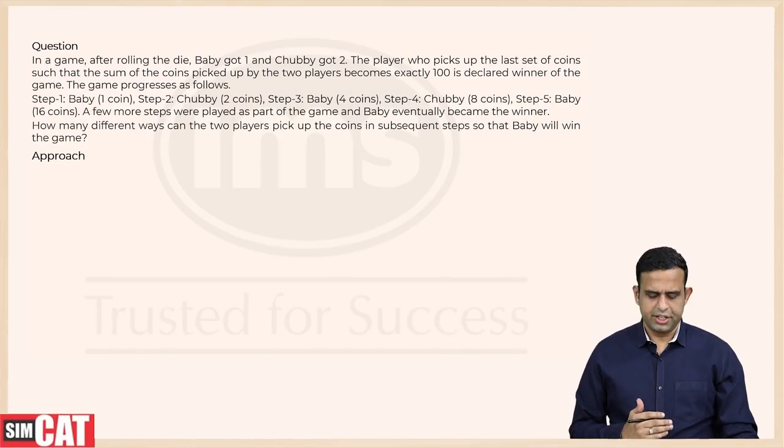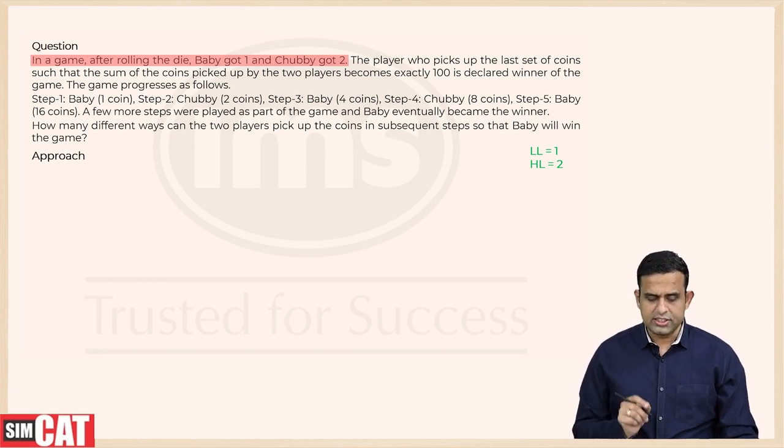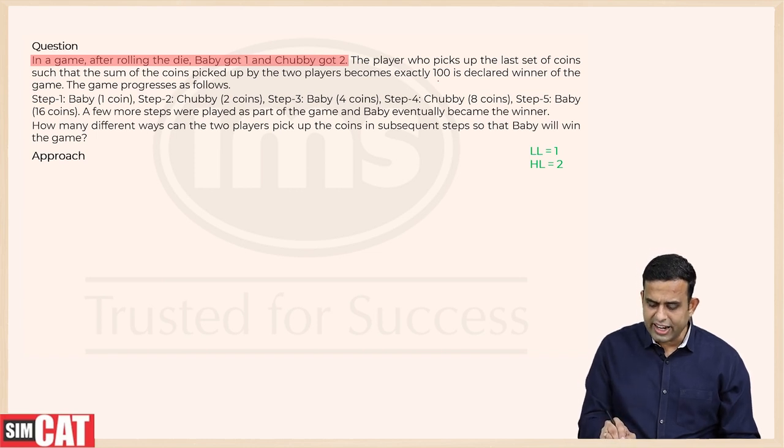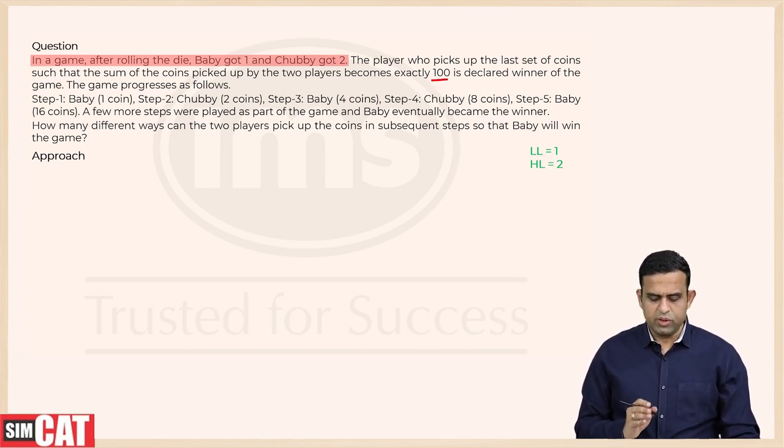In the next sum, it is given that in a game, after rolling the die, baby got a 1 and chubby got a 2. So understand, in this particular case, lower limit happens to be 1, higher limit happens to be equal to 2. The player who picks up the last set of coin such that the sum of the coin picked up by the 2 players becomes exactly 100 is declared the winner. And the game goes like this.